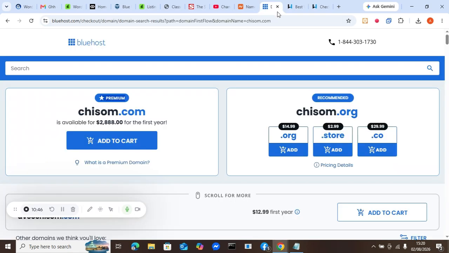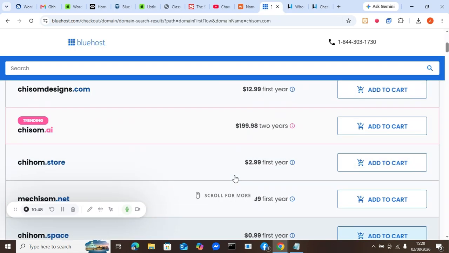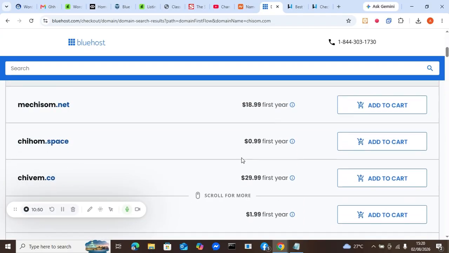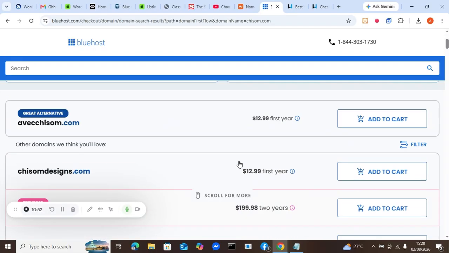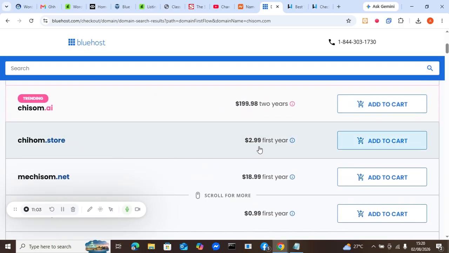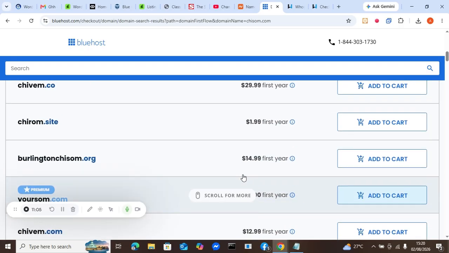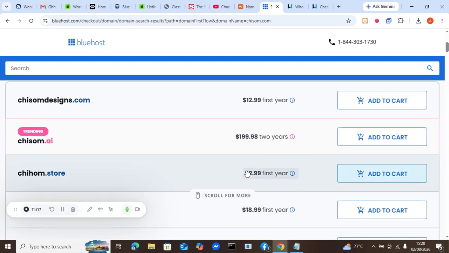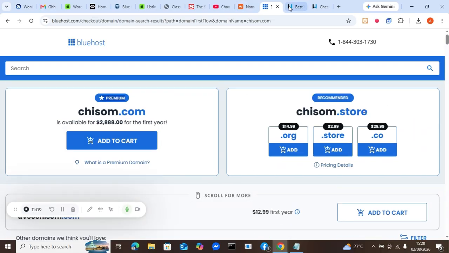Now Chisholm Design.com is also available at $12. This one $12, this one $2. So depending on what you want to do, you know the one that you want to go for, right? And so this is what we mean when we're talking about web servers. These are the companies that you come to and purchase web related services.